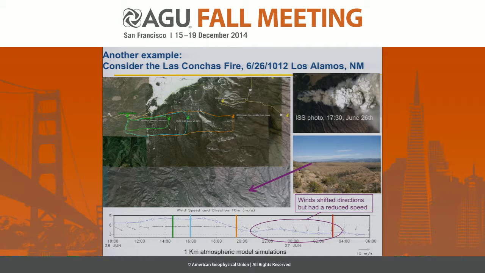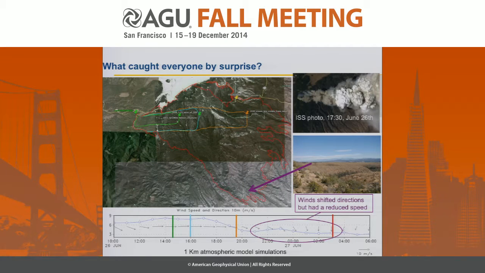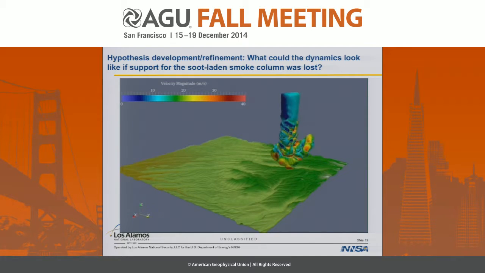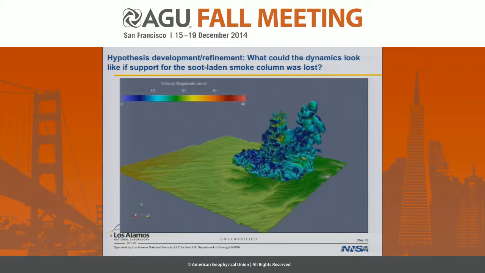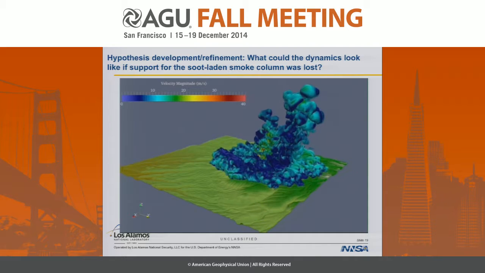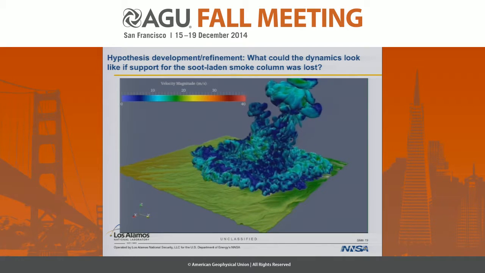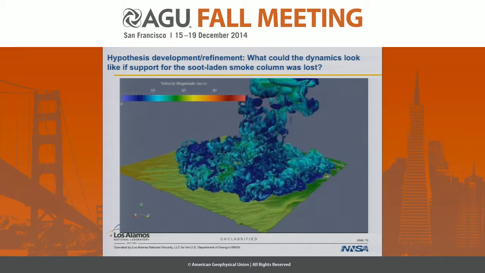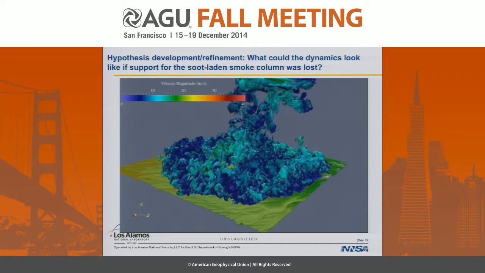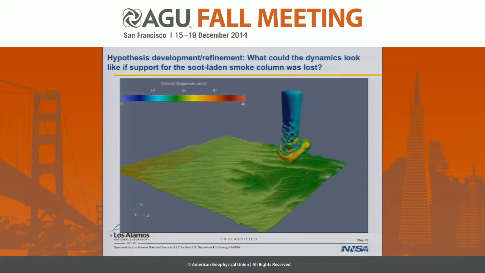So another thing that's going on is we're trying to push forward and think about events such as the Las Conchas fire. The orange perimeter was at 8 p.m. By 3 a.m., the perimeter was where the red line is. That jumped from 8,000 to 43,000 acres. So one of the questions is, why is that happening? There are two hypotheses out there right now. One is that somehow you lose support for your heavily soot-laden column, and it creates a density current which pushes the fire, increases the winds at the surface, and pushes your fire along.